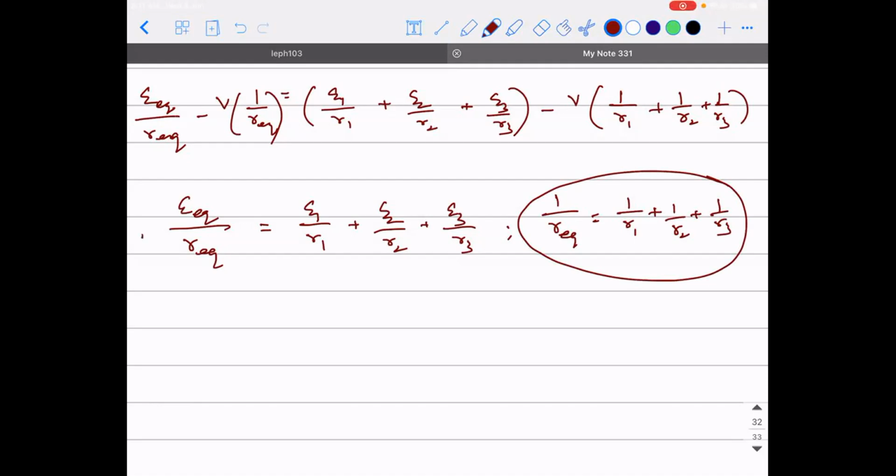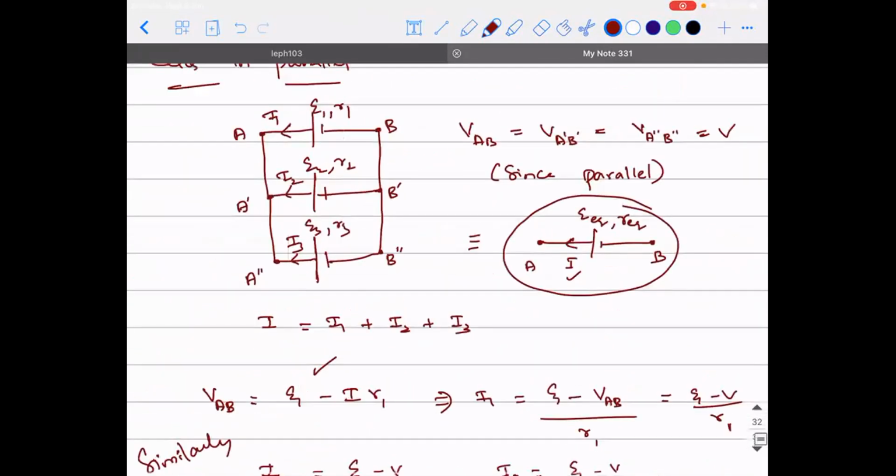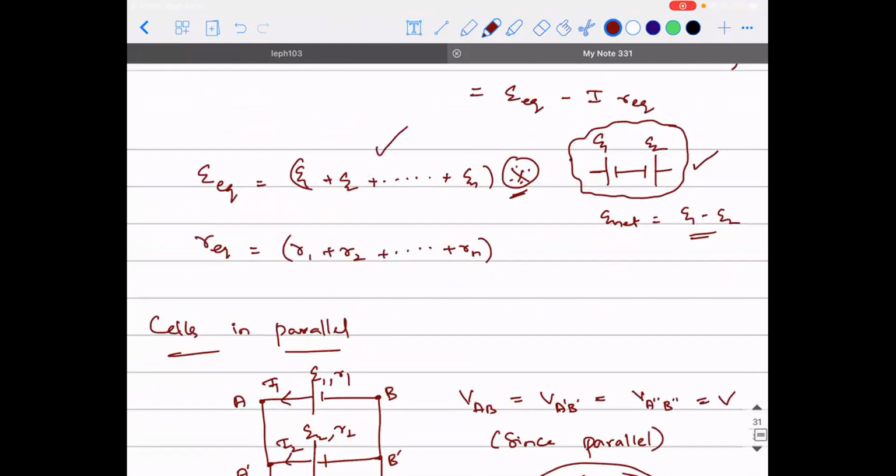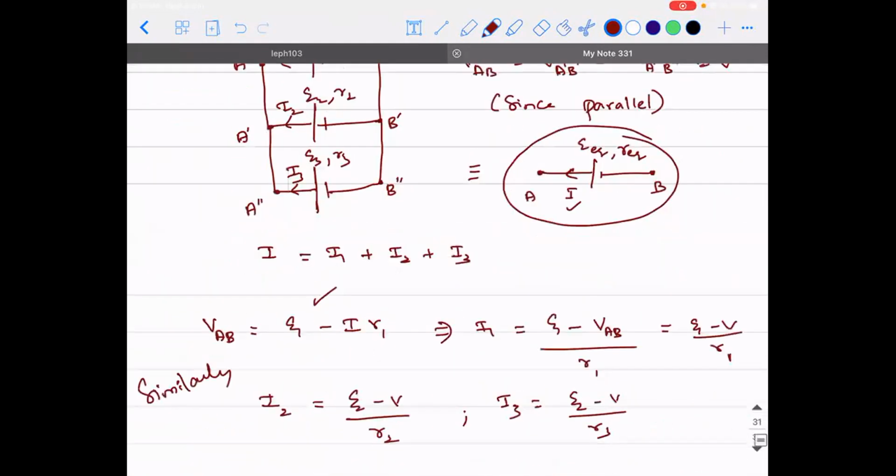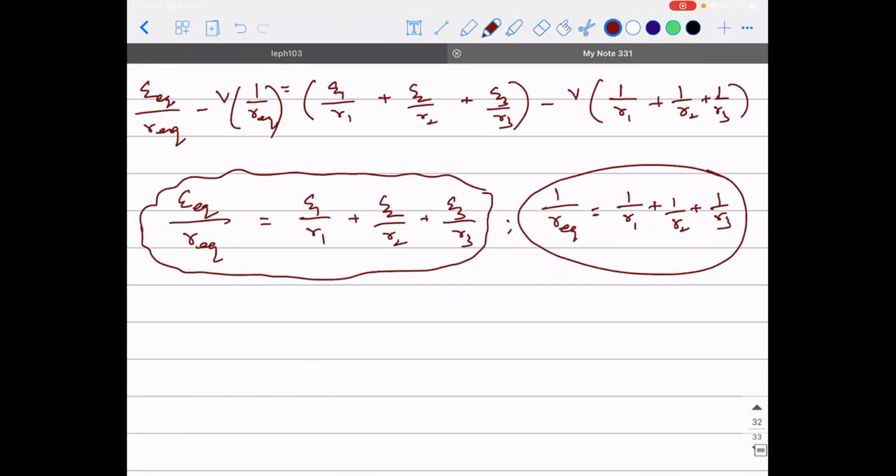The only extra part here is finding out the equivalent EMF. So to do a comparative study, in the case of cells in series, the equivalent EMF is just the sum of the individual EMFs, whereas in this case, you cannot directly find the value of E equivalent. Rather, you need to know the value of R equivalent, and then only you can find the value of E equivalent. So I hope if n cells are there in parallel, you know how to extend it. Correct?